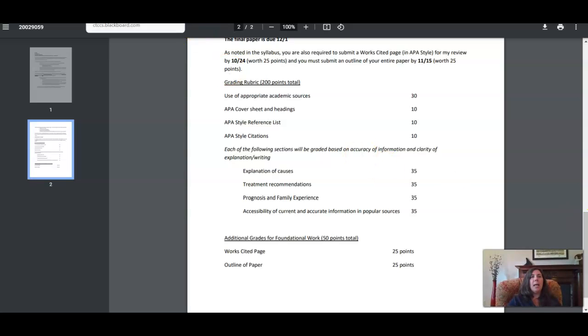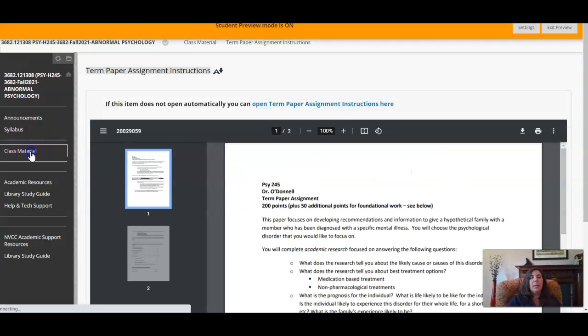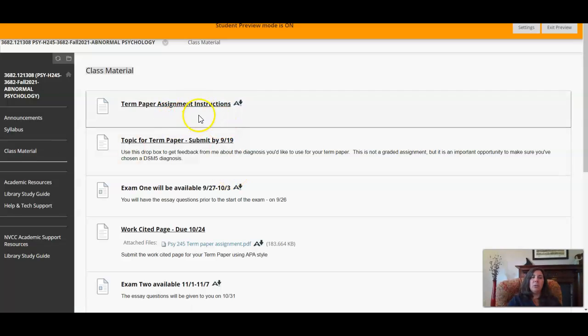If we come back to the class materials page, in terms of the things that are listed, and these obviously will have chapter work mixed in with them and not be just these by the time we're starting the class, you have the instructions here.